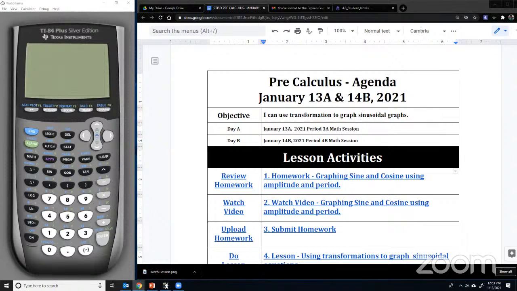I'm missing too many people, so I'm gonna give you another minute for students to log in. We should have 22 students. Right now we have a total of 9 students. So let me go ahead and take roll.